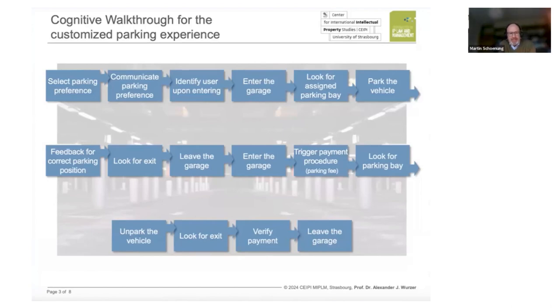What we here see is a cognitive walkthrough through this process we learned about in this case study. So it's in the end the different process steps the user, this means the person in a car, experiences if he or she is entering a parking garage, finding a parking place, positioning the car in the right order in the parking lot, so that one car is not blocking two parking lots, and in the end paying and leaving the garage.